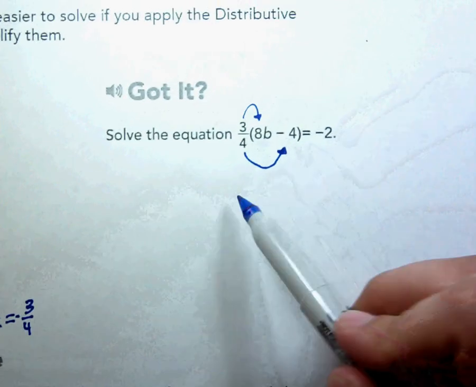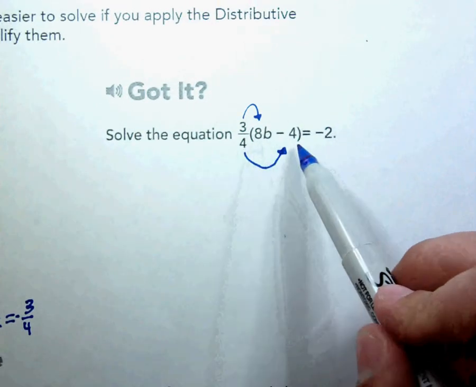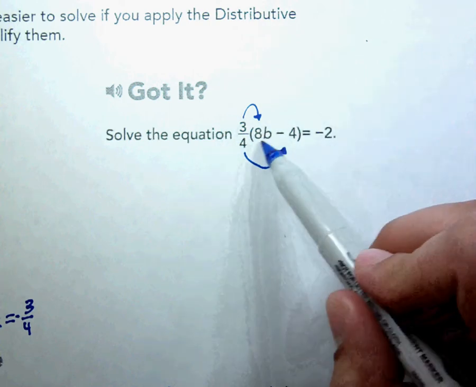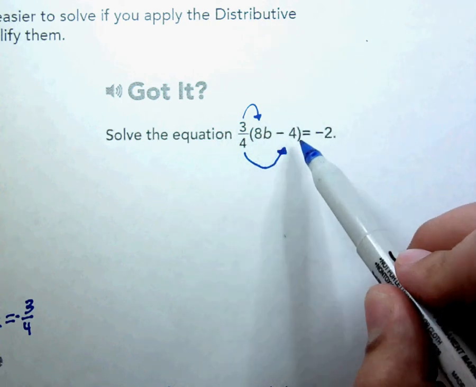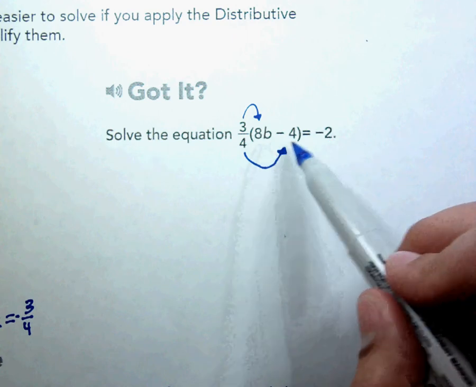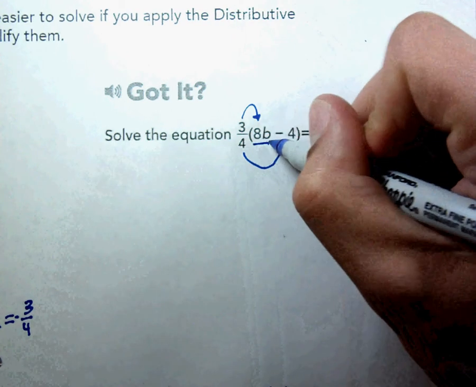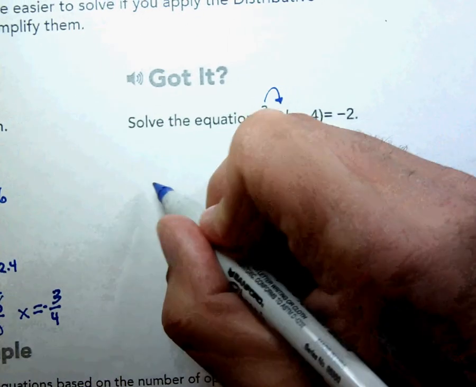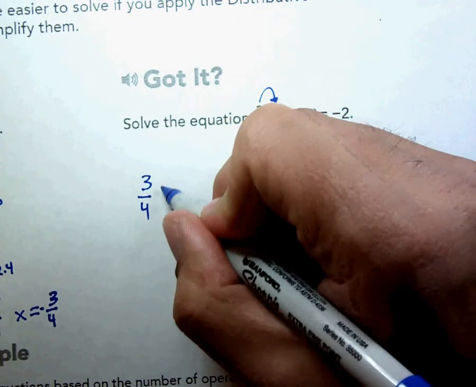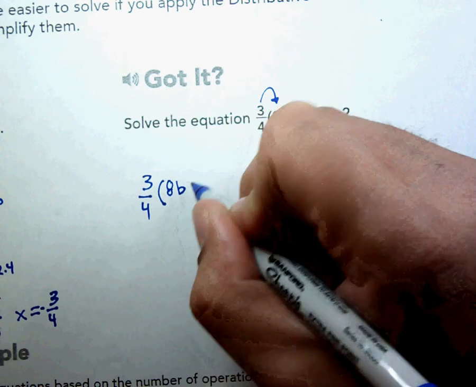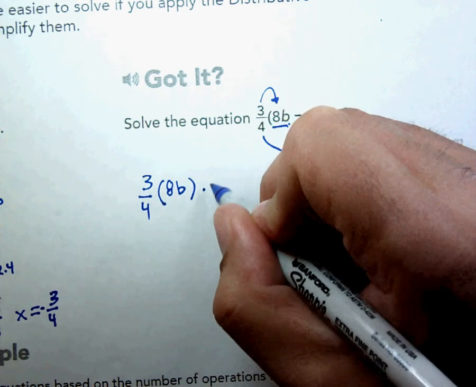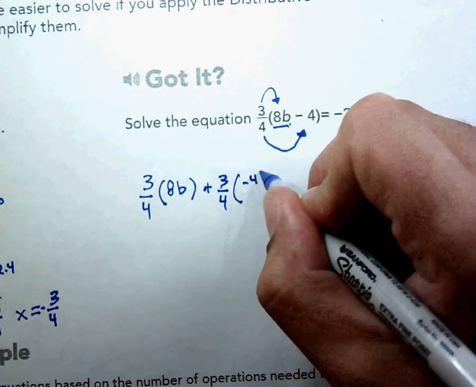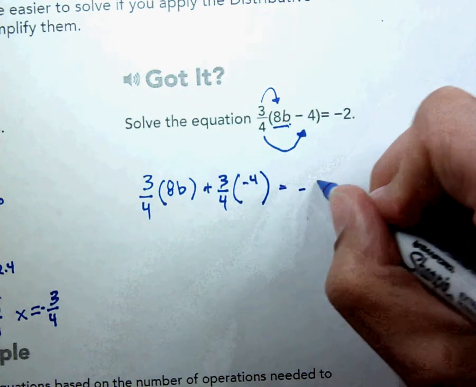Alright, the reason being is because if you look, my 3/4 is on the outside of the parentheses. Okay, that means he's going to be multiplied into every unlike term. In this case, 8b and negative 4 are not like terms. They are unlike. They do not look the same. Note the b. Alright, and so I'm going to pull it over here a little bit so I have some more room. I have 3/4 times 8b, then plus a 3/4 times a negative 4 equals negative 2.